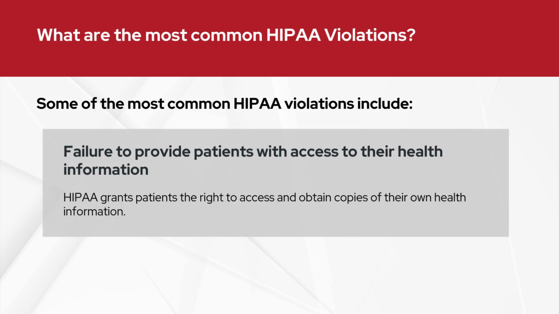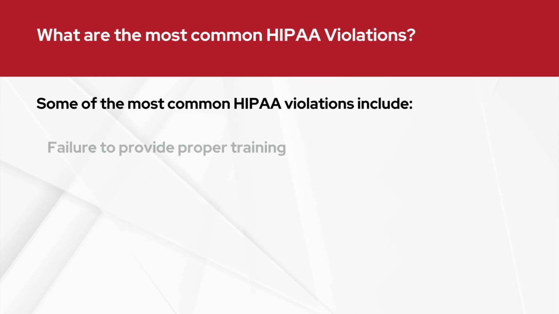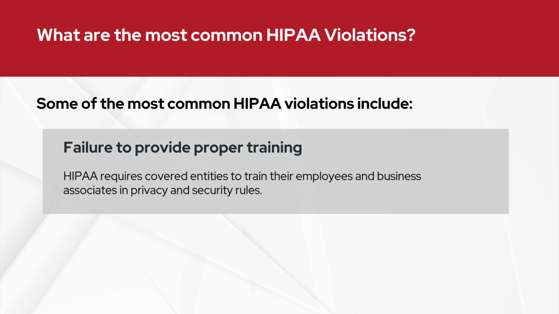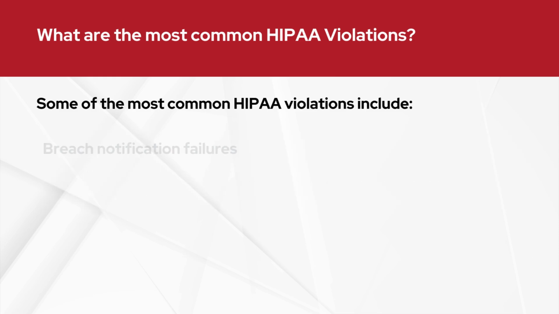Failure to provide patients with access to their health information. HIPAA grants patients the right to access and obtain copies of their own health information. Failure to provide proper training. HIPAA requires covered entities to train their employees and business associates in privacy and security rules.